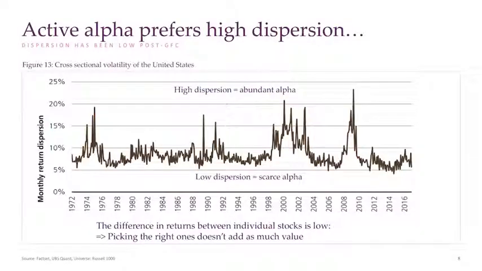And so the difference in returns between individual stocks is low when dispersion is low. And what we can see there is that, simplistically, with the dispersion quite low for quite a period of time now, the opportunity set for active investors has been very low for a number of reasons, for a number of years. And that leads us to the second measure of volatility, and that's correlation.